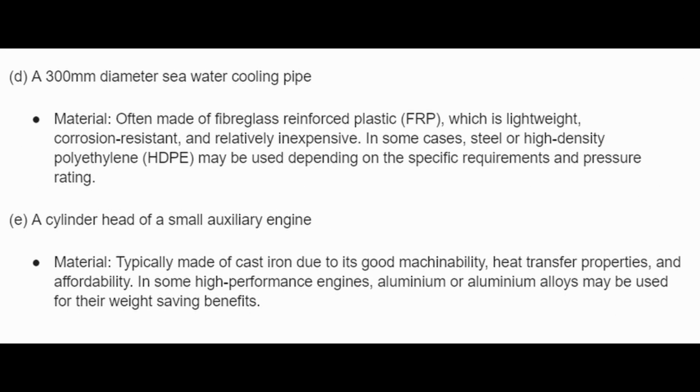D. A 300mm diameter seawater cooling pipe. Material: often made of fiberglass reinforced plastic, FRP, which is lightweight, corrosion resistant, and relatively inexpensive. In some cases, steel or high-density polyethylene, HDPE, may be used depending on the specific requirements and pressure rating.